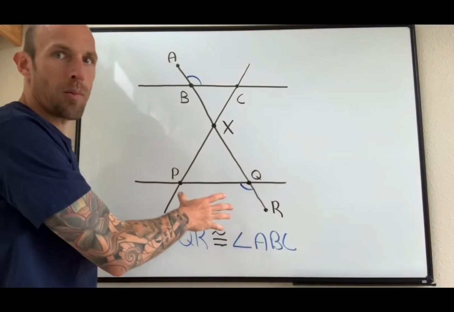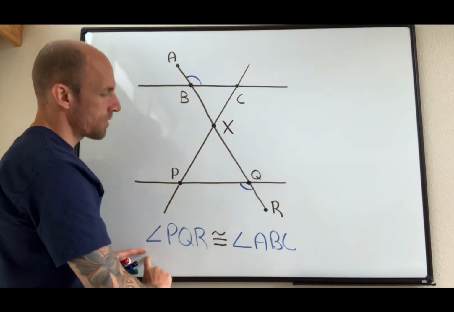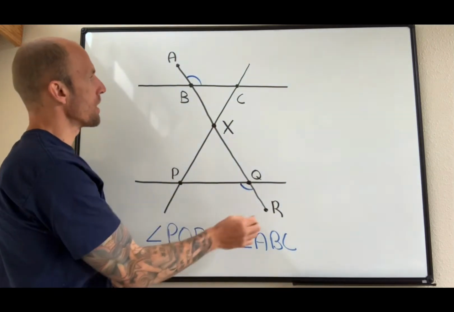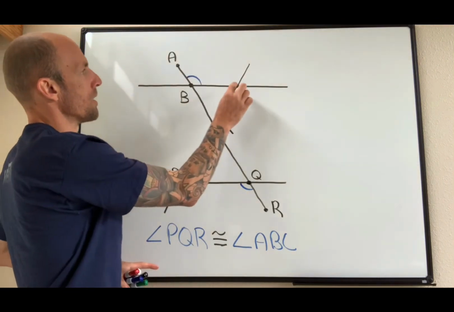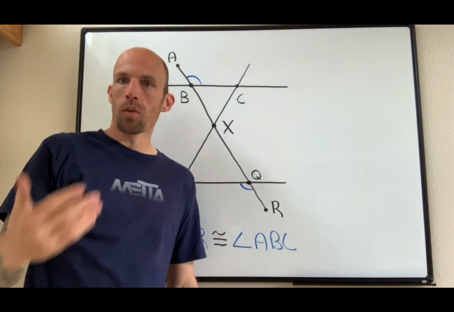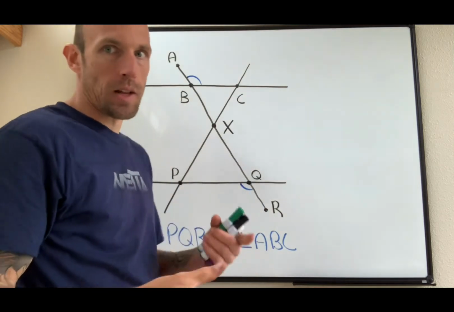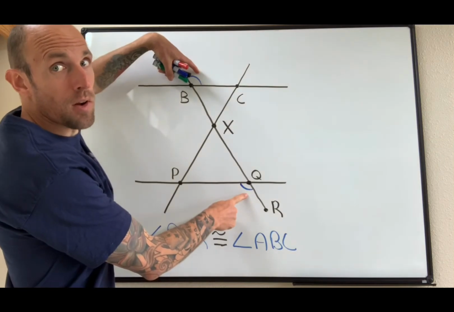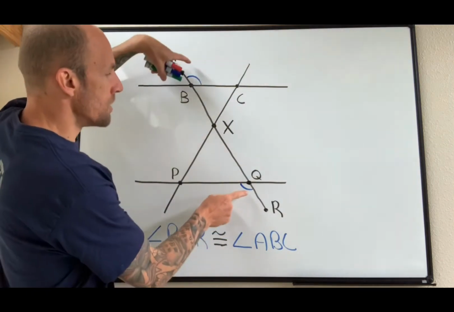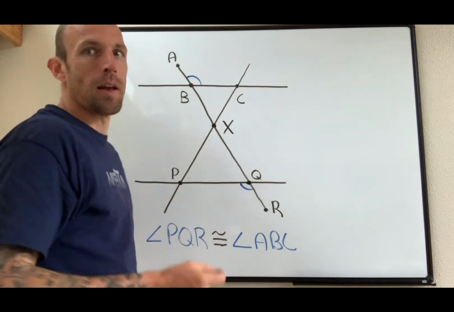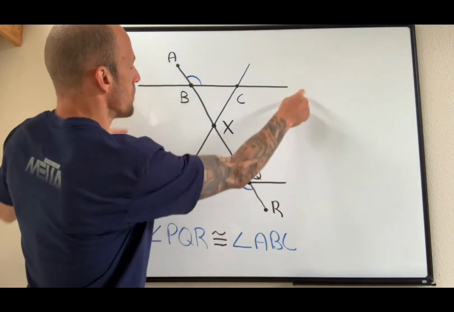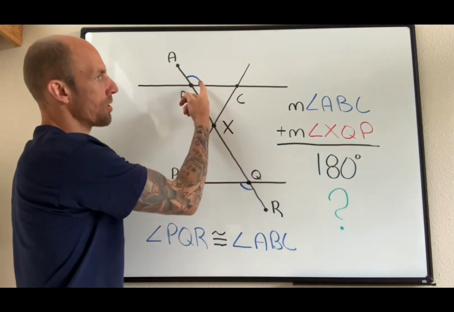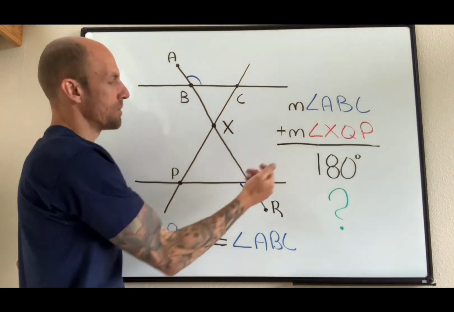So here's our diagram recreated on the big board, and here is our one piece of given information. Angle PQR is congruent to angle ABC. Hopefully you know your angle relationships. Certainly you saw this in geometry class at some point. These are alternate exterior angles, and because these alternate exterior angles are congruent, it follows that these two lines, BC and PQ, are parallel.